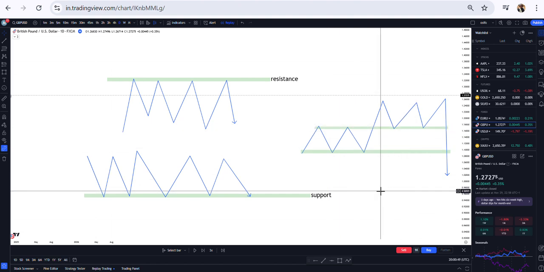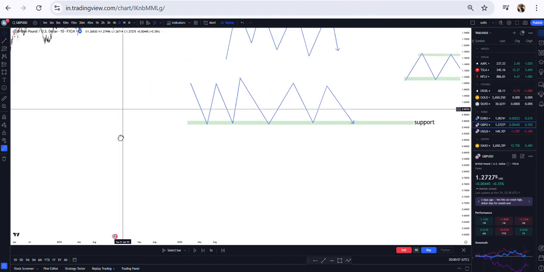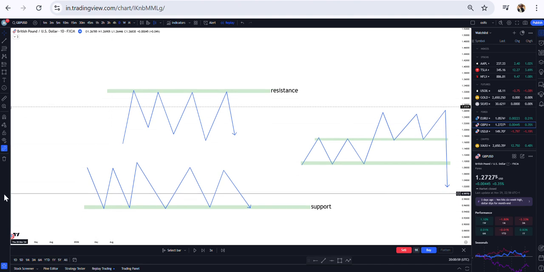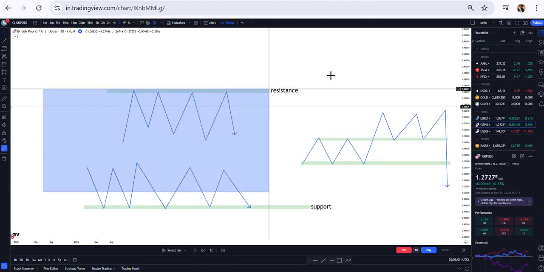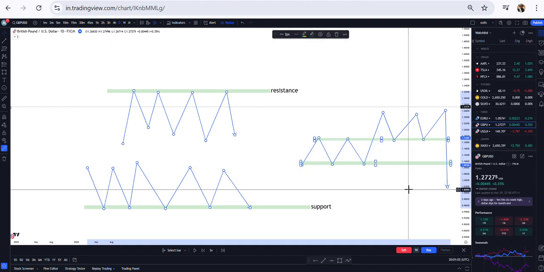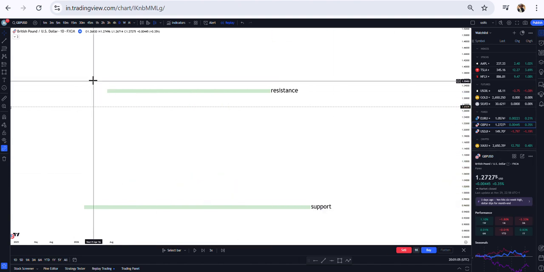So for now, let's use the name key levels or key areas in the market. Let's not call it support and resistance anymore. Just call it key areas in the market. So I'm going to delete all of this and we're going to go straight into the chart and understand it.